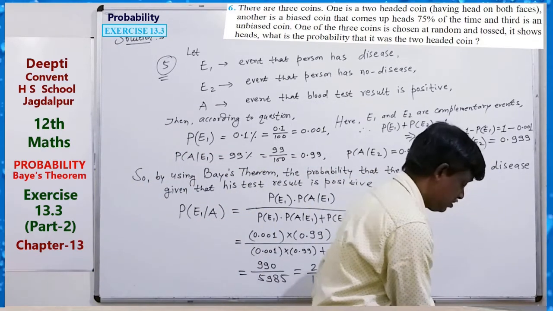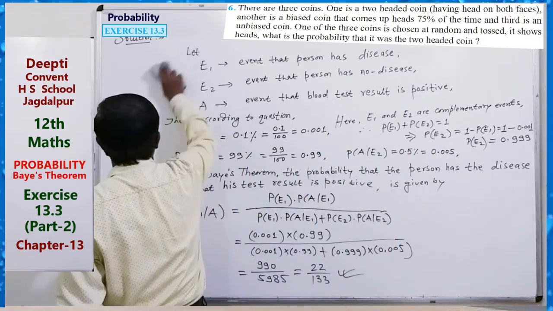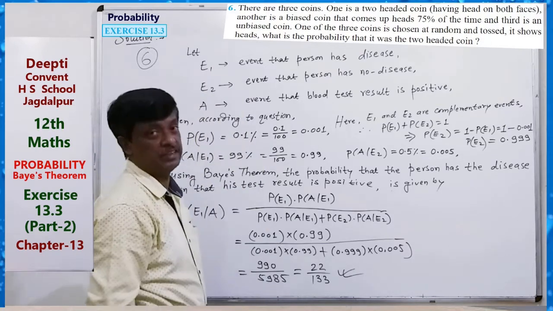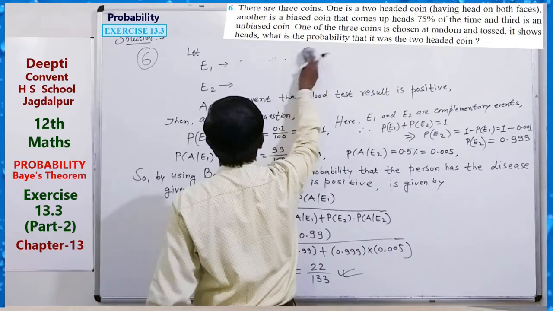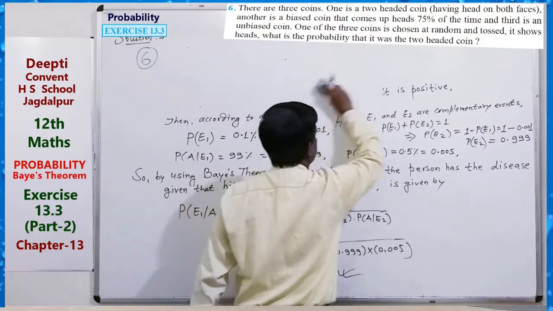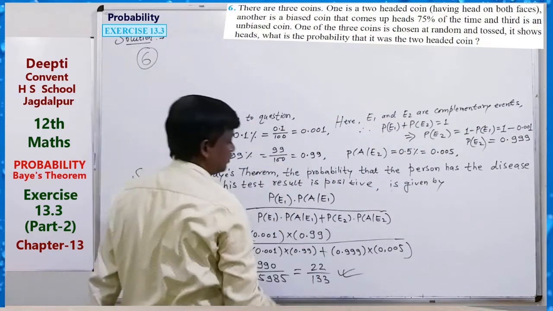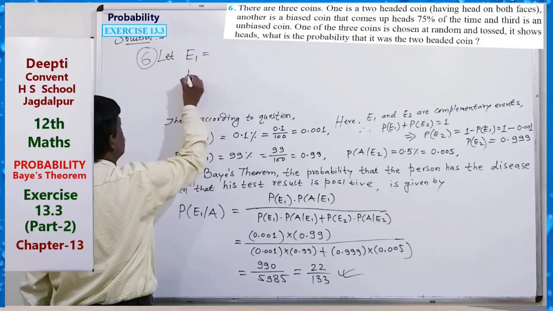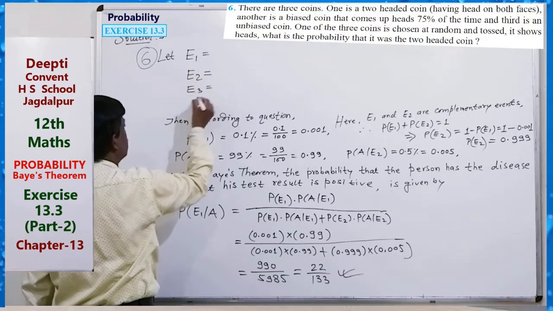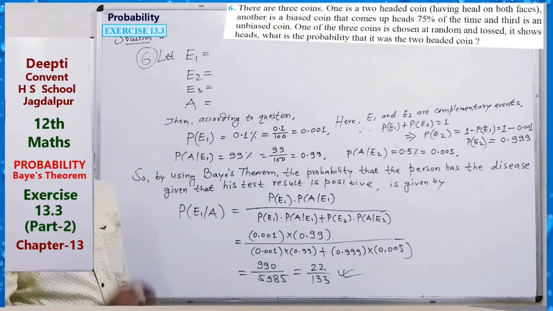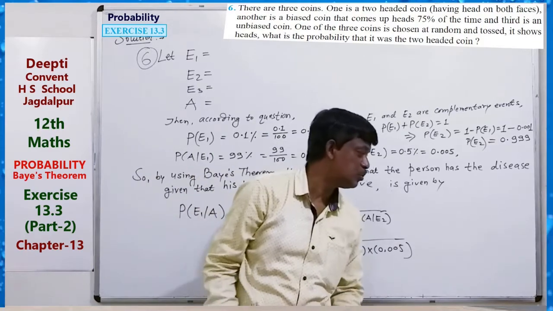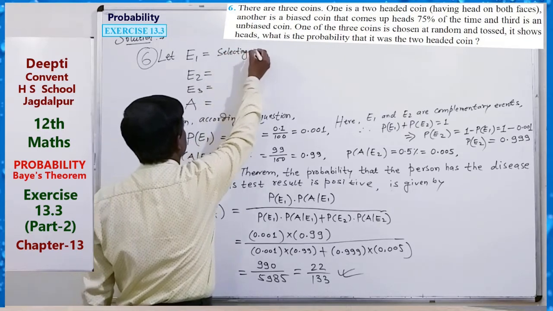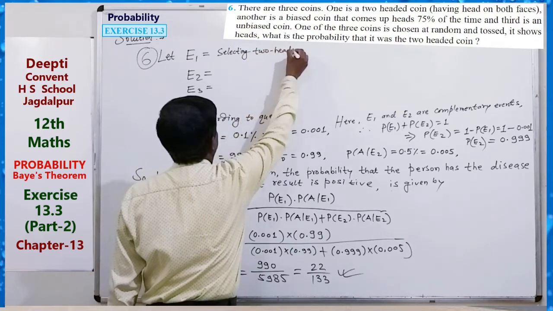So there are 3 events, E1, E2 and E3, in this question. Let E1, E2, E3 and A be the events. E1 means selecting the two-headed coin.